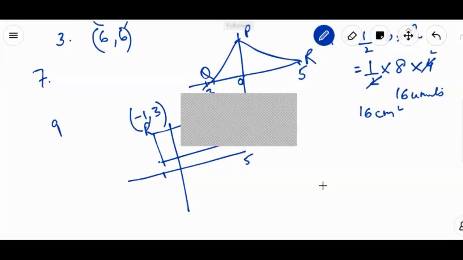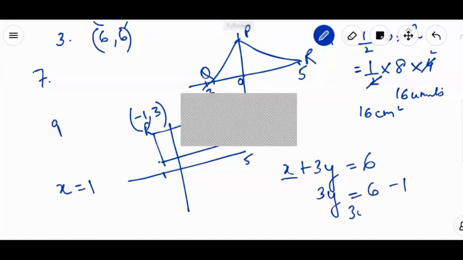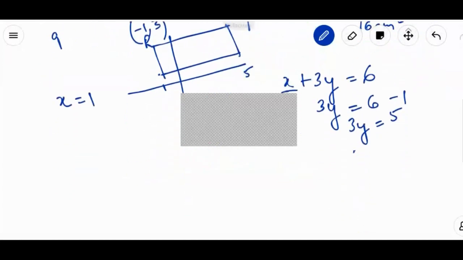Find some ordered pairs such that x plus 3y is equal to 6. Now, what do you mean by ordered pairs here? Simply we need some points. So x plus 3y is equal to 6. What you do here, you take x equal to 1 and substitute here. So 3y is equal to 6 minus 1, so 3y will be 5, and you will get y equal to 5 by 3. This is your first point, your ordered pair.